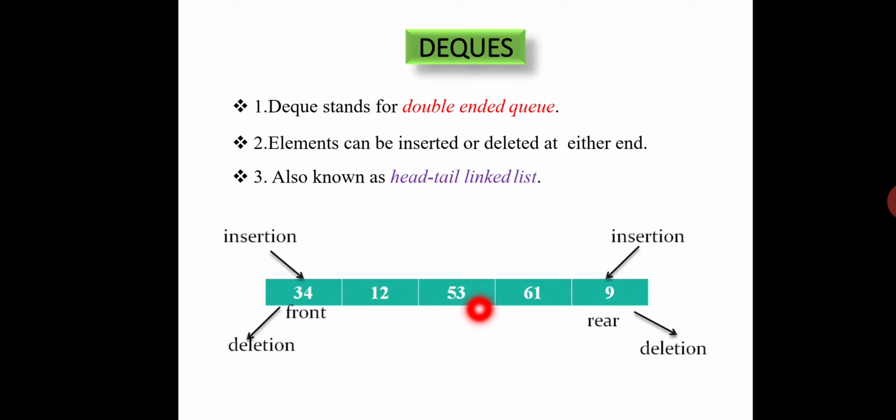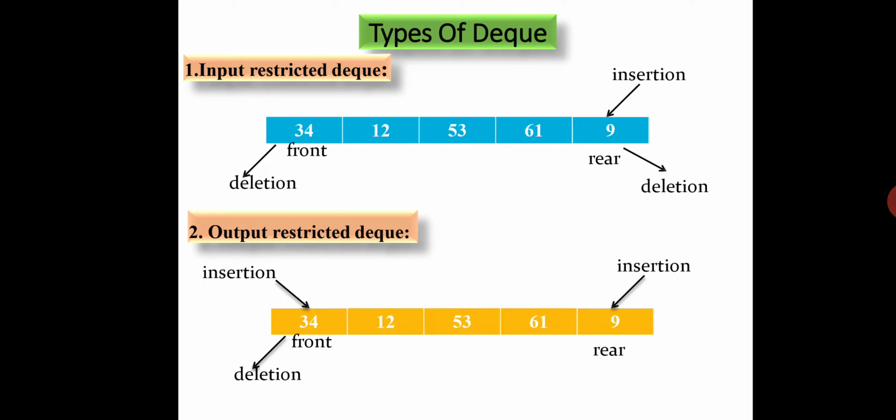But when you apply the concept of the double-ended queue, insertion and deletion take place at both ends. That is the DQ. The DQ is further divided into two types: input restricted queue and output restricted queue. In the input restricted queue, deletion will take place at both ends, front end and rear end.